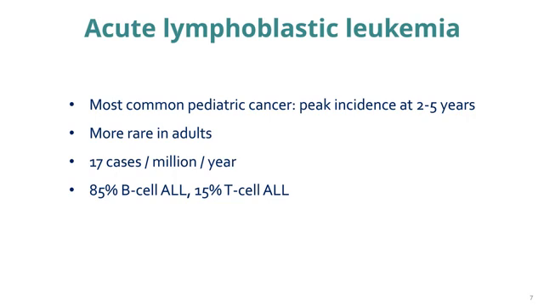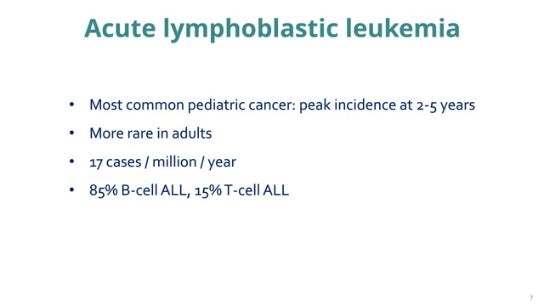So acute lymphoblastic leukemia is a leukemia that is most common in children. It has a peak incidence at 2 to 5 years of age. It is also occurring in adults, but is much more rare in adult cases. Overall, if we take all the adult and the pediatric cases together, it's about 17 cases per million people per year that we see as new diagnosis of this disease.